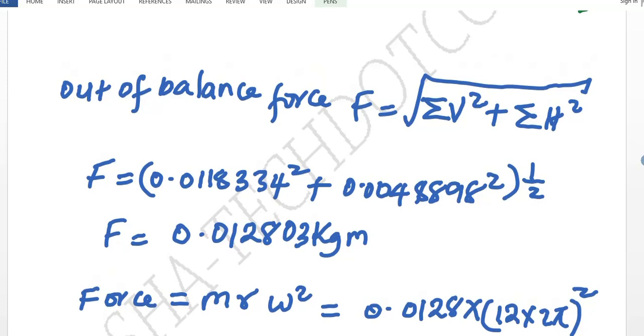force, or the resultant force of that system, which will be the square of the sum of vertical forces plus the square of the sum of horizontal forces, everything under root. So if I substitute in those values as given above, I would get a value equivalent to 0.12803 kilogram meters. Therefore, this force would equal mass times the radius times omega squared. Remember, what I have here is a product of mass and the radii from the axis of rotation. Then I should multiply it by omega squared, since I had neglected it from above.